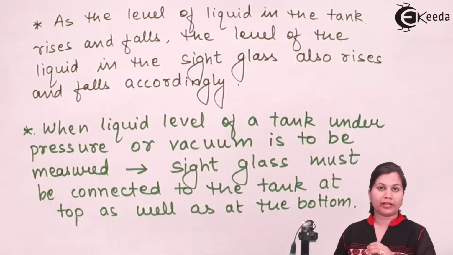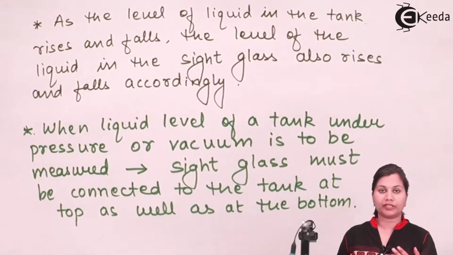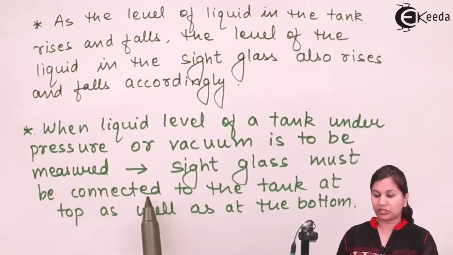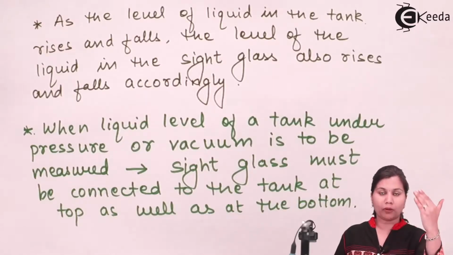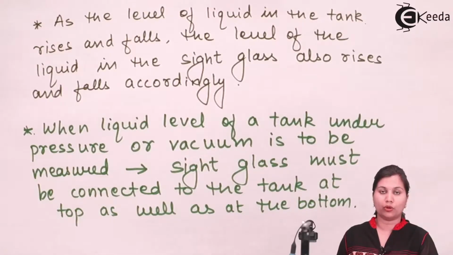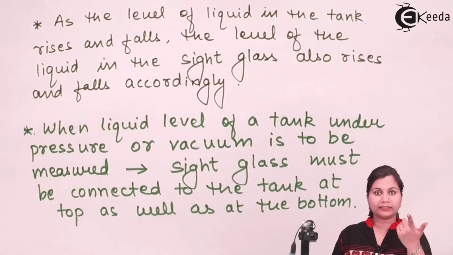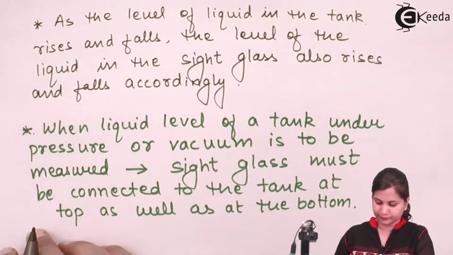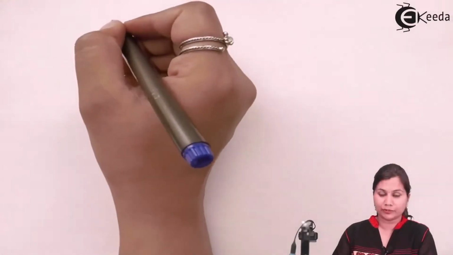So when we want to find out the level of the liquid in a tank which is under some pressure or which is in a vacuum condition, for that type of situation, the side glass must be connected to the tank at the top also and at the bottom also. So there will be two connections of the side glass to the tank, one at the top and one at the bottom. Let's see the arrangement for this.